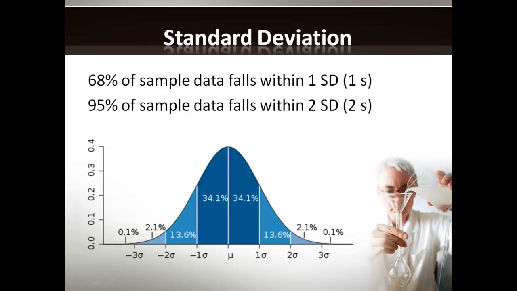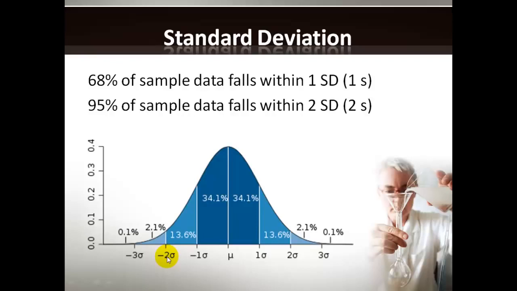Often in studies you'll come across the term one standard deviation or two standard deviations, and what's being discussed in that situation is that 68% of the sample data falls within one standard deviation. So if you can think of this as a set of data plotted onto a graph, 68% of the data points will fall within one standard deviation, and 95% will fall within two standard deviations.